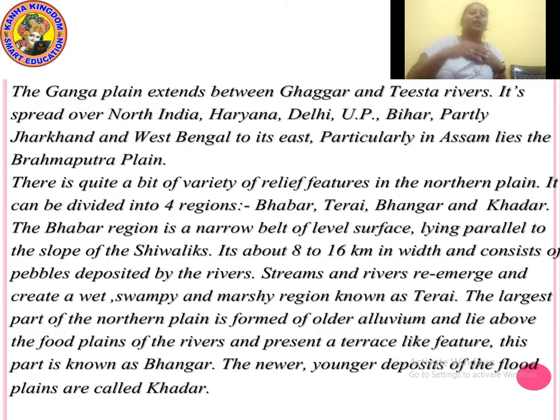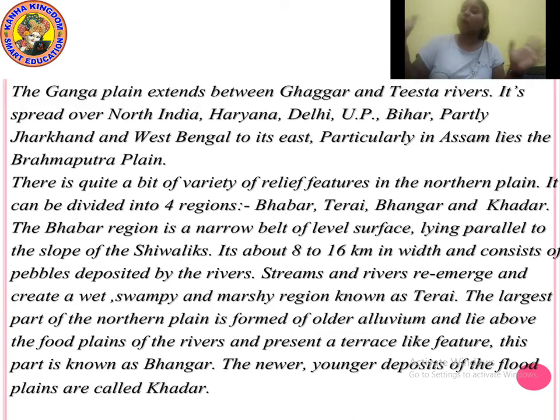Bhabar is the parallel line lying towards the Shivaliks. It is a narrow belt with a width of 8 to 16 kilometers, and it consists of pebbles, the small stones deposited by the rivers. Second, streams and rivers re-emerge by themselves, and they create a wet, swampy and marshy region. This is known as Terai.